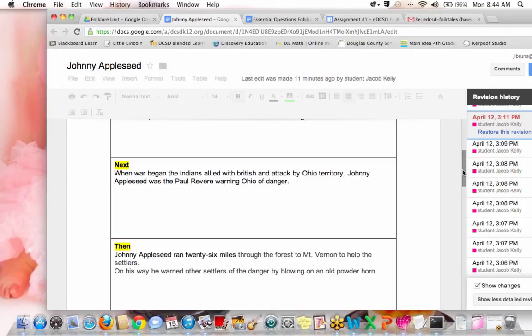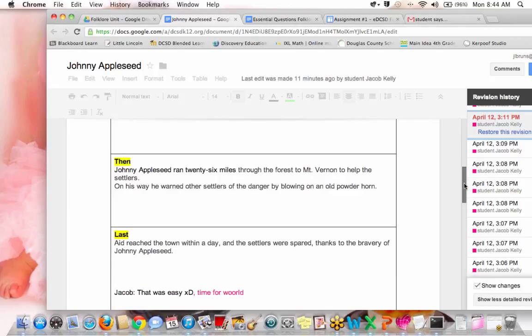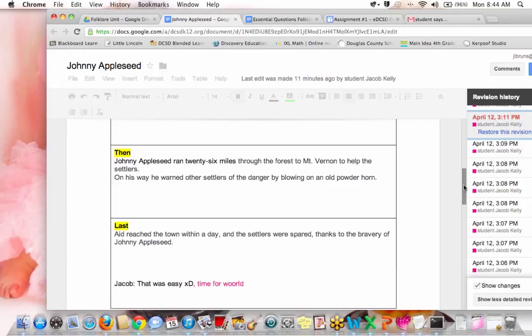And then Johnny Appleseed ran 26 miles through the forest to Mount Vernon to help the settlers. On his way, he warned other settlers of the danger by blowing an old powder horn. 26 miles. That seems like it's a marathon. A lot of people run 26 miles and they call it a marathon.